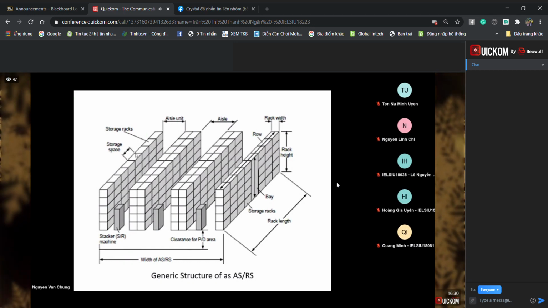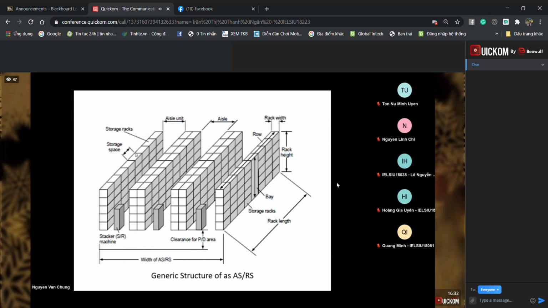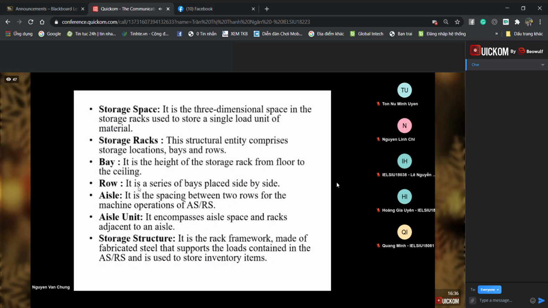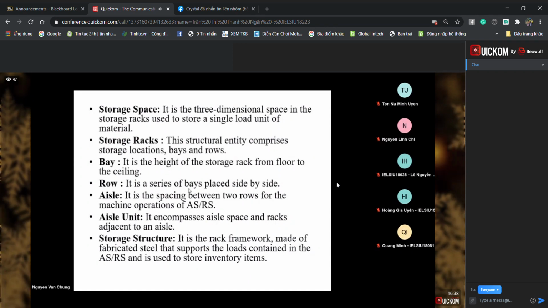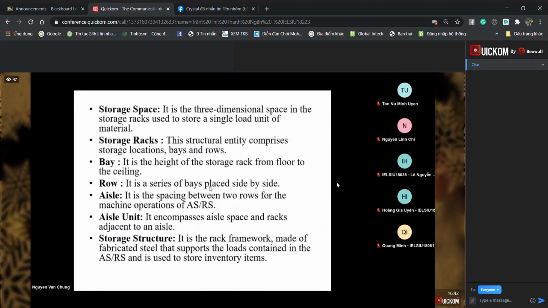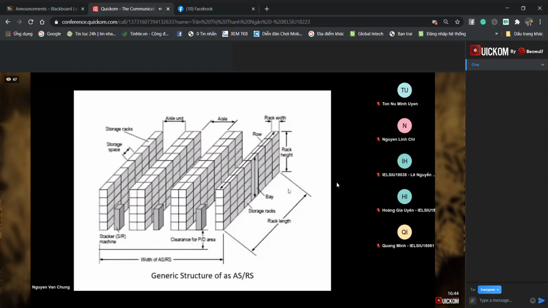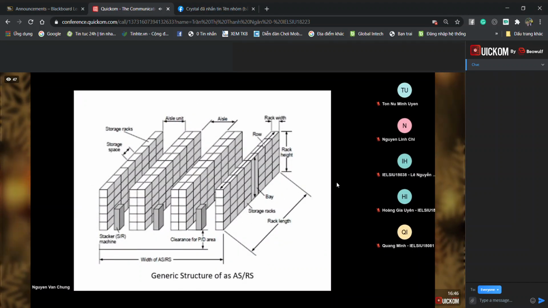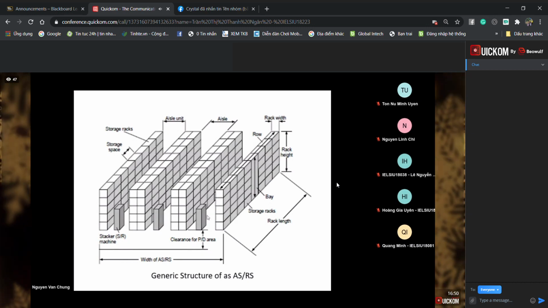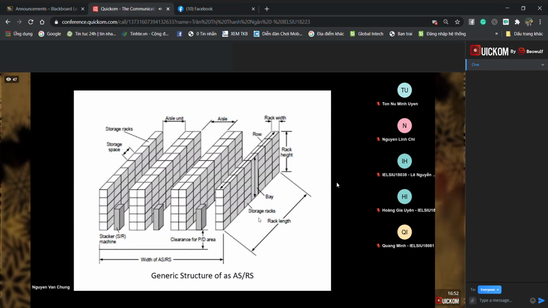So you see, this is the single storage space. This is the row. It's a series of places side by side. Here you see, the series of bays. This is the row.